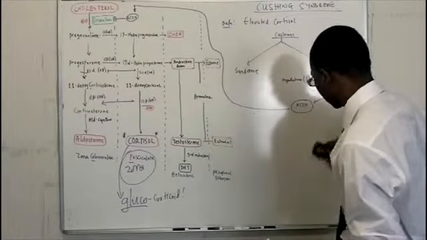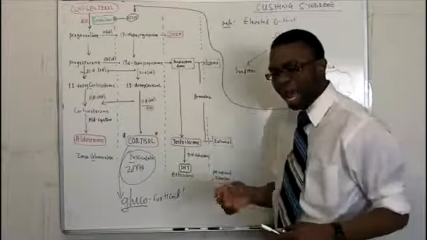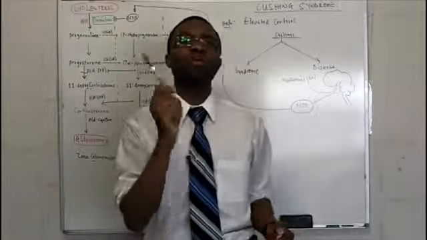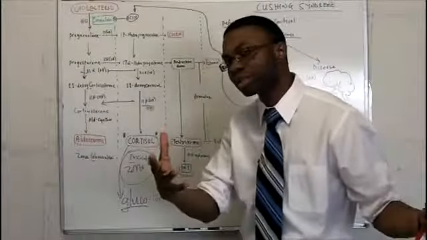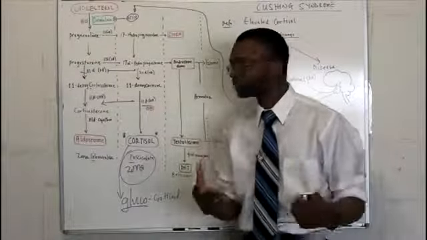Now, what happens when cortisol goes out of whack? That is the point of this lecture. Hypercortisolism, which is known as Cushing's.